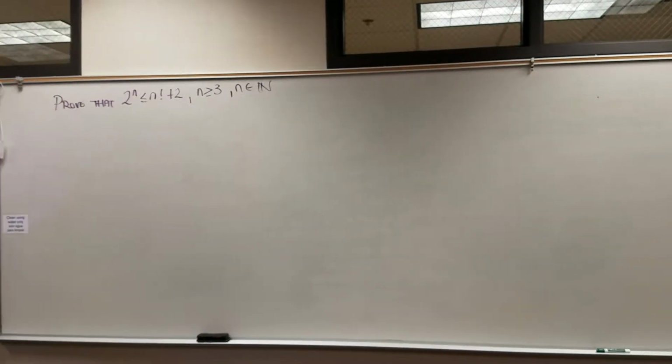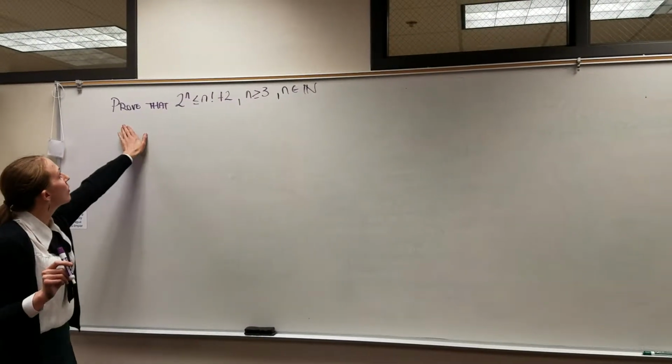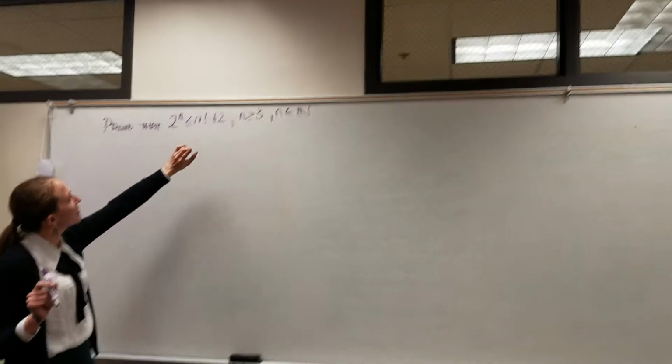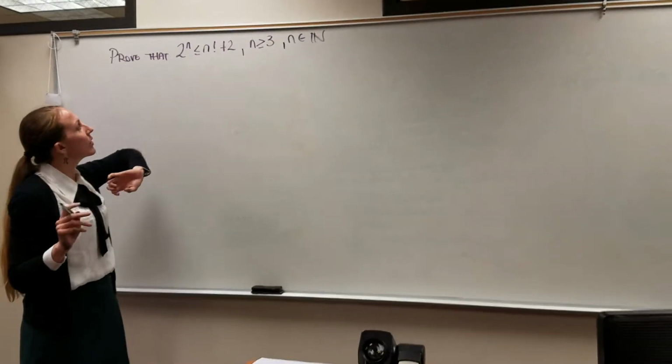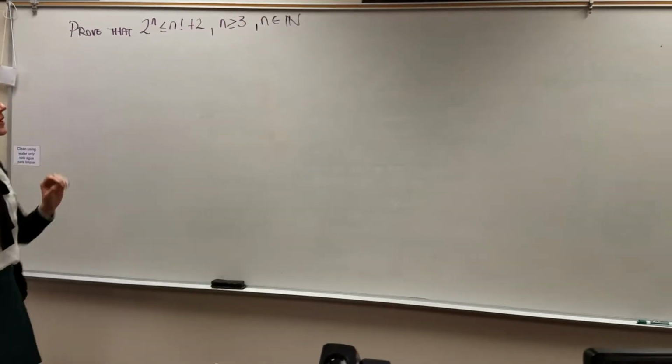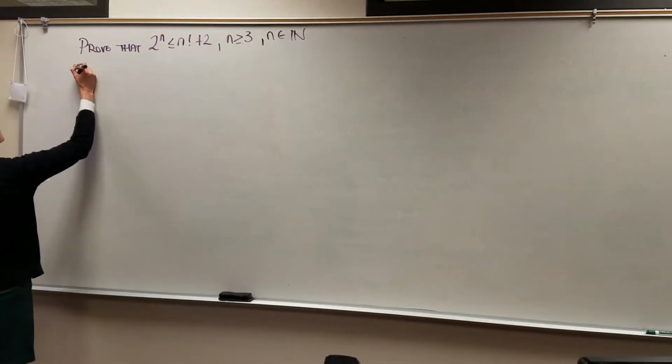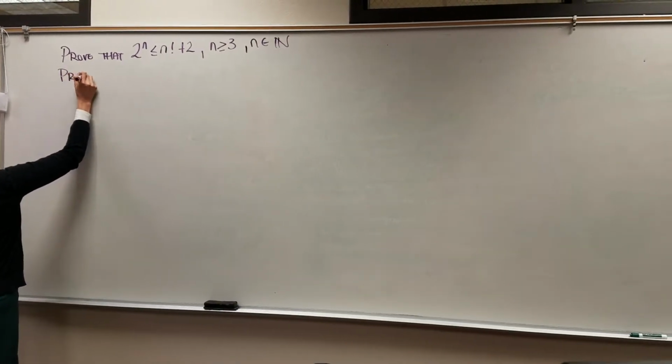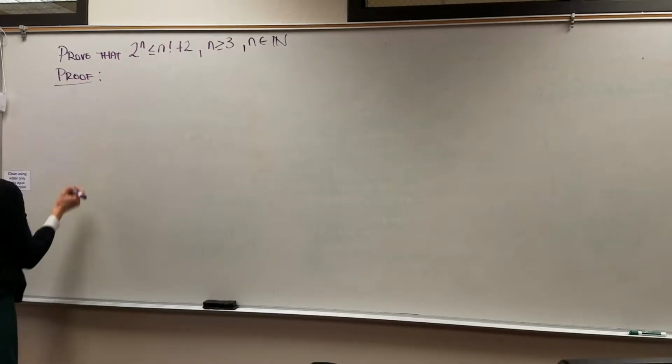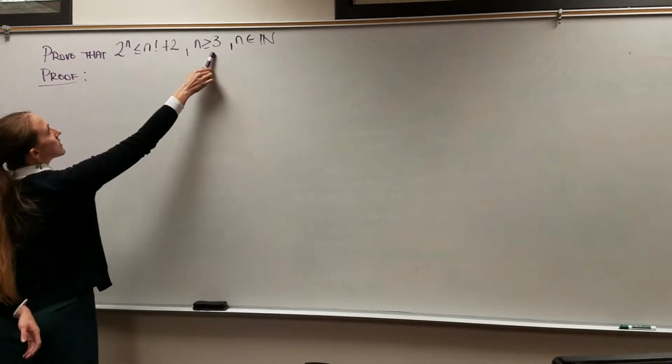So I'm going to do a proof by induction for 2 to the n is less than or equal to n factorial plus 2, for an n that's a natural number such that n is greater than or equal to 3. So for the proof, we always want to start with the base case, which in this instance is 3.